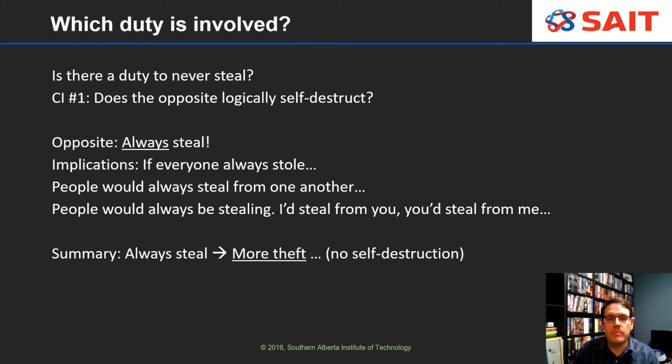There could just be this big circle of theft where one person steals from another, someone else steals from them, someone else steals from them, and it would just keep on going around and around. People could keep on stealing. It would be a miserable state of affairs, but there's nothing logically impossible about it. As a result, it doesn't seem as though there is a duty to not steal, according to the first categorical imperative.